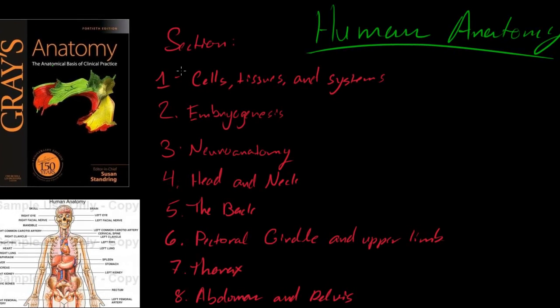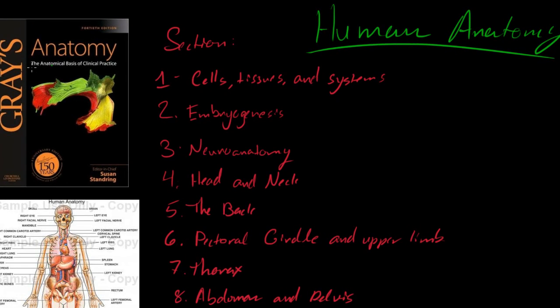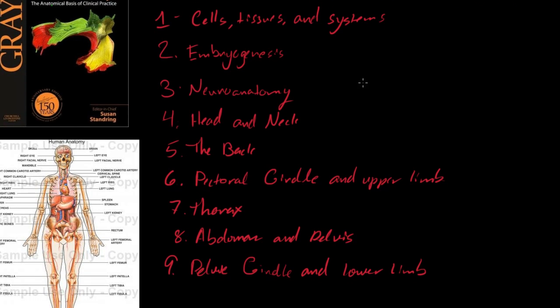Hello everybody. In this series of videos we're going to be talking about human anatomy. For this series we're going to be using Gray's Anatomy's textbook, The Anatomical Basis of Clinical Practice. This particular book is broken down into 9 different sections.